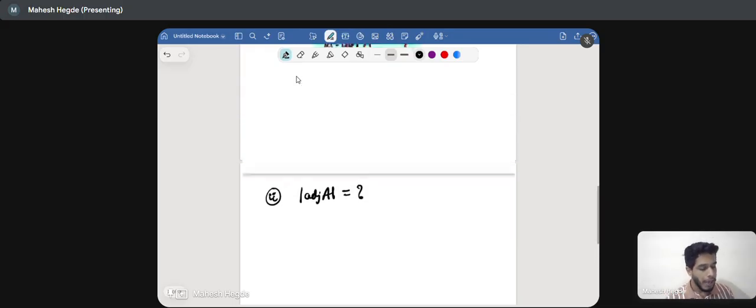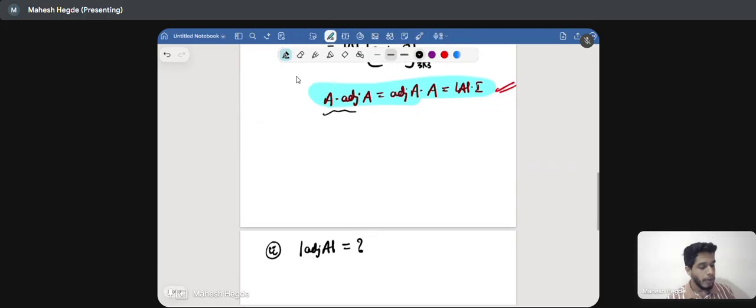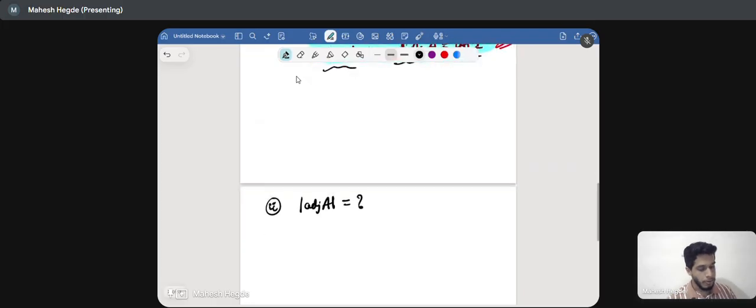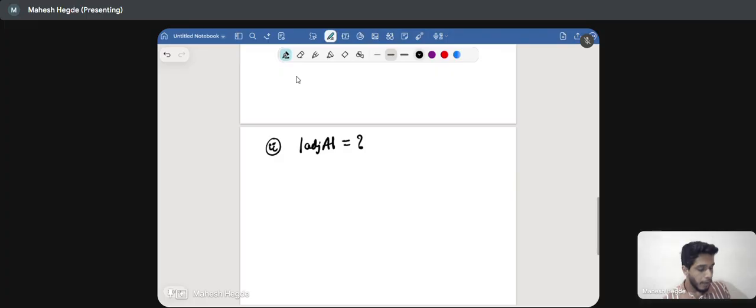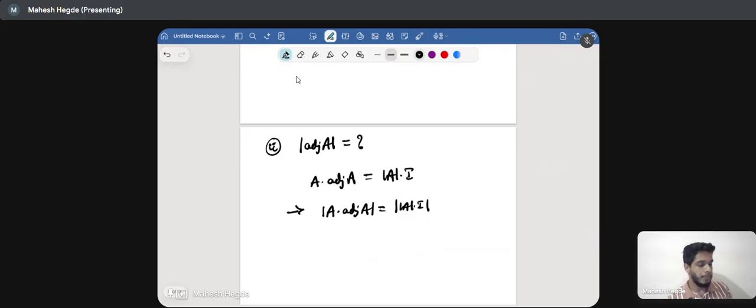Observe here, we already have a result: A into adjoint of A is equal to adjoint of A into A, which is equal to determinant of A into I. So, I use that result, A into adjoint of A is equal to determinant of A into I. Now what we can do is take determinant on both sides. If we take determinant on both sides, we'll have determinant of A into adjoint of A is equal to determinant of A into I.